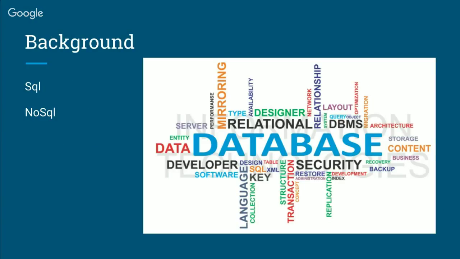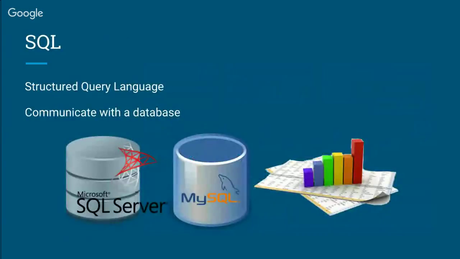There are many different database types, but there are two that are very important. Those two are called SQL and NoSQL. The first is SQL. SQL stands for Structured Query Language. It gives the ability to communicate with a database. Below are two examples of SQL programs, Microsoft SQL Server and MySQL.